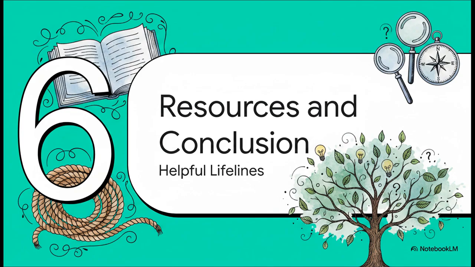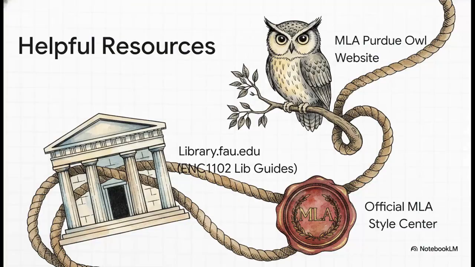And finally, Section 6, Resources and Final Thoughts. Consider these your helpful lifelines. We have covered a ton of ground today, but please remember, you literally do not have to memorize every single rule or navigate this format completely alone. You have fantastic lifelines available anytime you get stuck. First is the highly popular MLA Purdue OWL website, basically the absolute gold standard for college writers. Then you've got the library.fau.edu ENC 1102 LibGuides, which are tailored specifically to your coursework. And of course, the official MLA Style Center website. Whenever you're in doubt about a tricky citation, just look it up. These resources have the exact answers waiting for you.